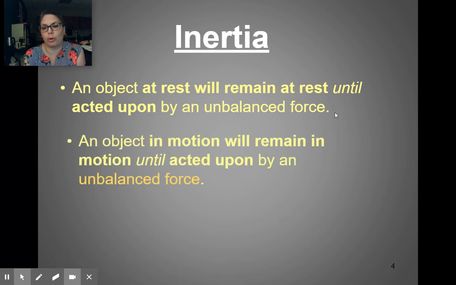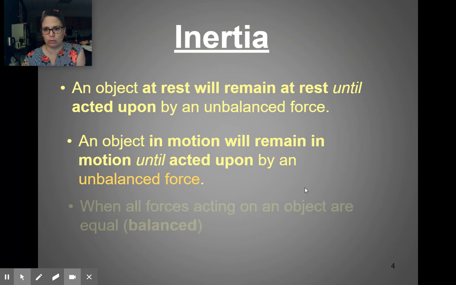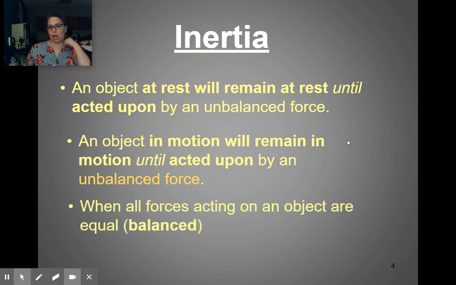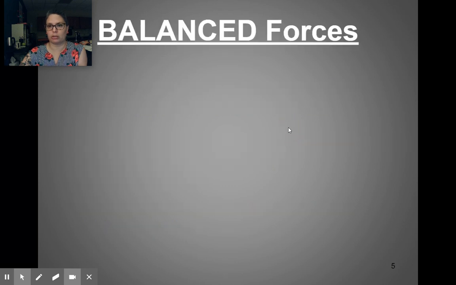An object in motion will remain in motion until acted upon by an unbalanced force. So something in constant motion and direction is just a constant motion. That's showing inertia. The only time it's going to slow down or speed up is if an unbalanced force is applied to it, whether it's friction or air resistance, something like that. When all forces acting on an object are equal, we say that they're balanced.